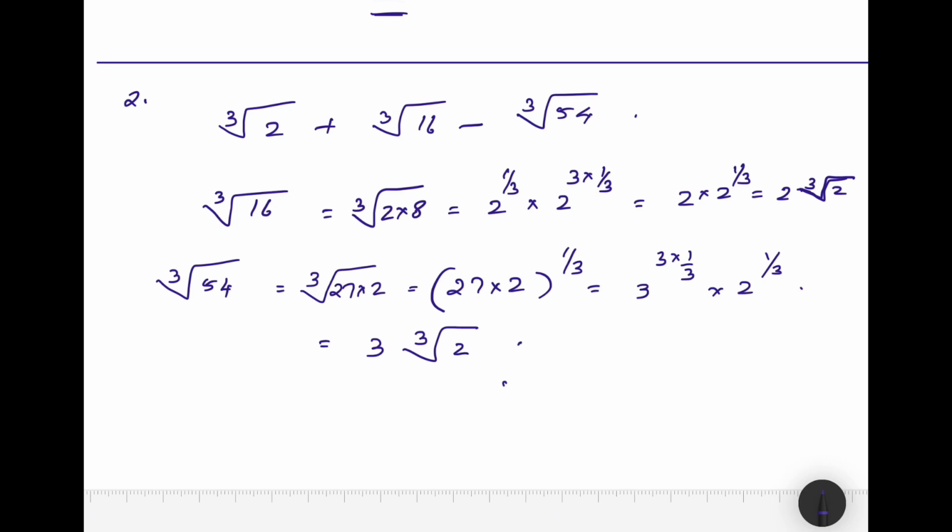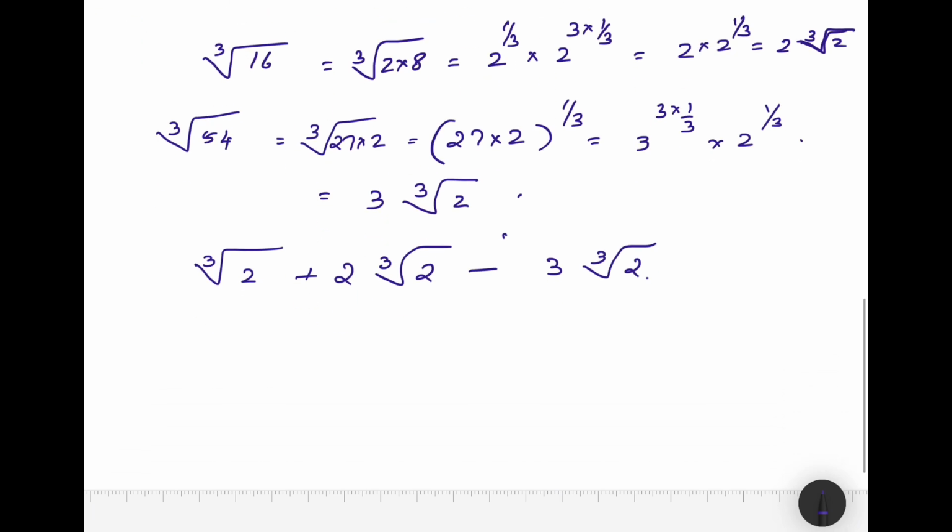Now, substituting it, 2 plus cube root of 16 is 2 cube root of 2 minus 3 cube root of 2. Now, these become alike. Cube root of 2 is there in all the 3 terms. So, 1 plus 2 is 3, 3 minus 3 is 0.